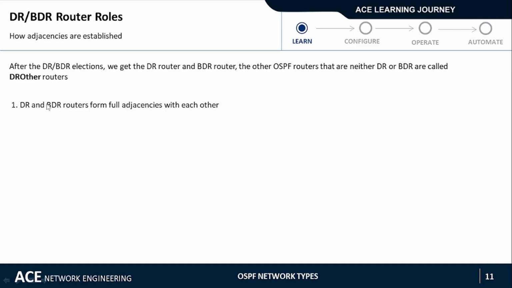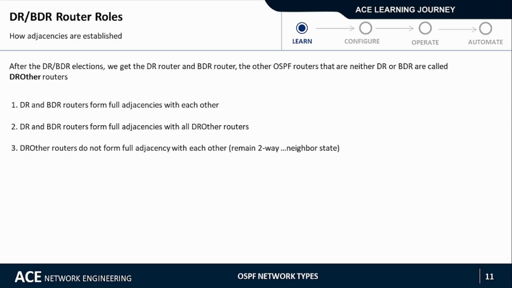With that in mind, this is how we form adjacencies. DR and BDR routers will form full adjacencies, and then the DR and BDR routers will form full adjacencies with all DR other routers. The chairman and the deputy chairman will form full adjacencies with all the neighbors, with all the residents.